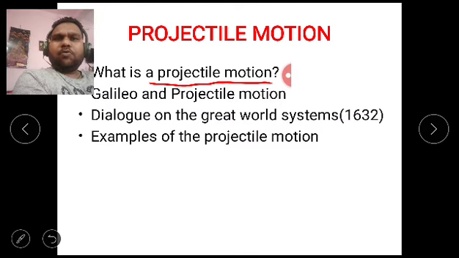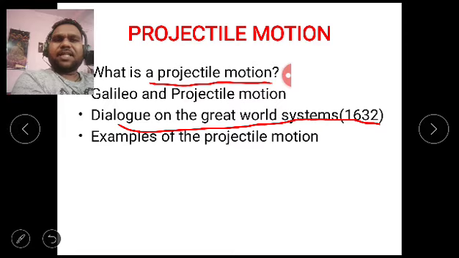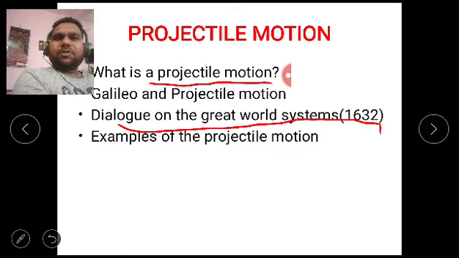Galileo was the scientist who discussed projectile motion in his book Dialogue on Great World System, written in 1632. In this part of his work, he talked about projectile motion. He told that projectile motion contains two types of motion: one is horizontal motion and another one is vertical motion. Both the motions are independent of each other and both are simultaneously acting. Independent and simultaneously acting vertical motion and horizontal motion, that is projectile motion.